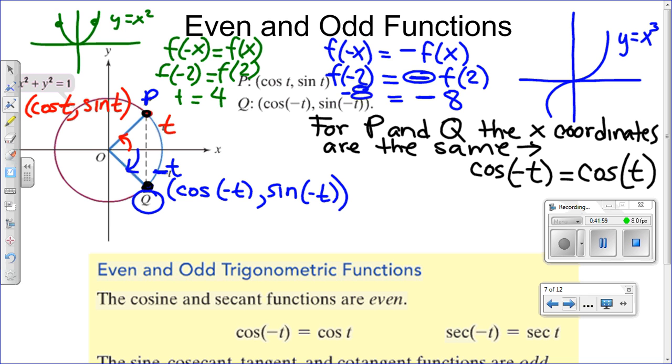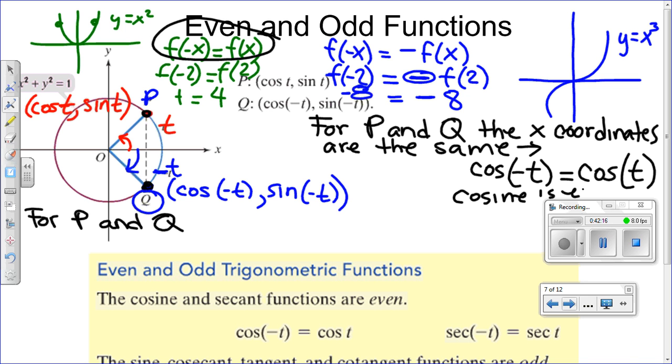Okay, now let's look at the y coordinates, guys, for P and Q. Well, before we finish that, if this happens, it's similar to here. So what are we going to say? That cosine is even.